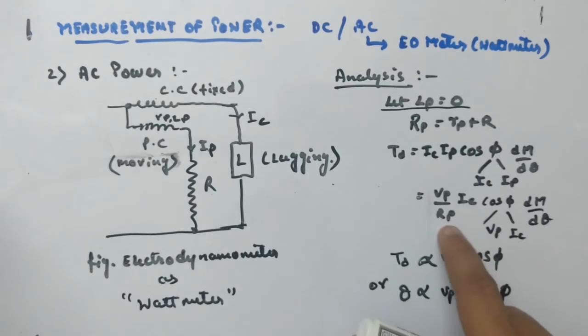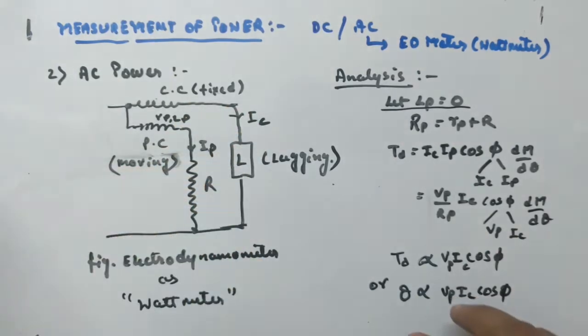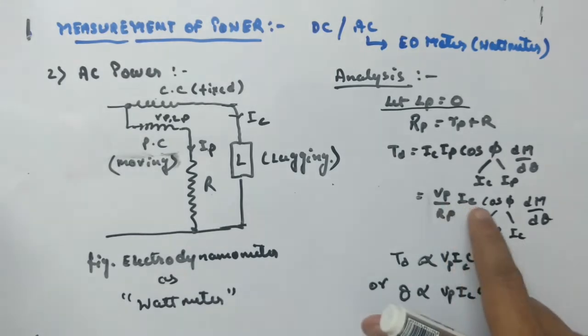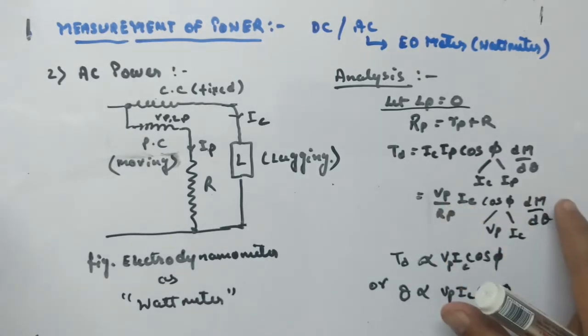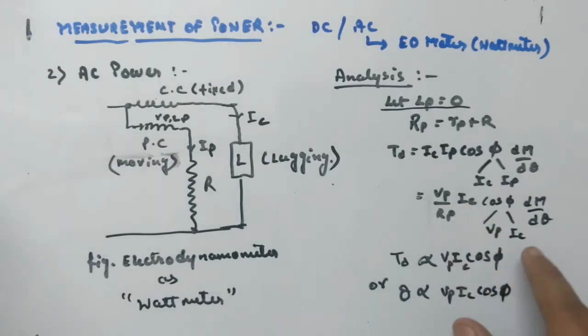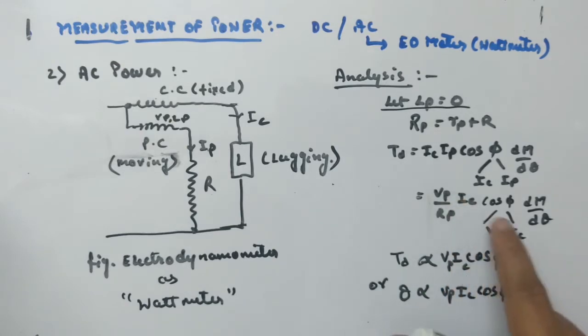Now you have IC, Rp is your constant, Vp is what you actually want, and you have the load current IC and the angle between Vp and IC, the phase difference, and we keep dM by d theta constant. So dM by d theta is constant, Rp is constant, so your torque will be directly proportional to Vp, IC and cos phi. Phi is the angle between these two. So you can see it is proportional to the power. Now VI cos phi is the power across the load, so theta is proportional to the power.